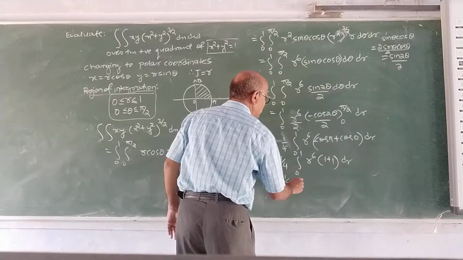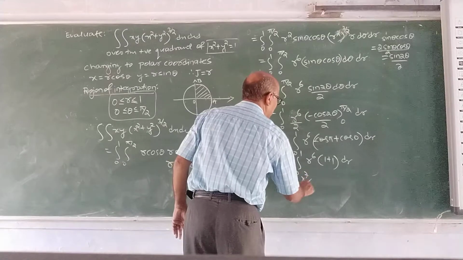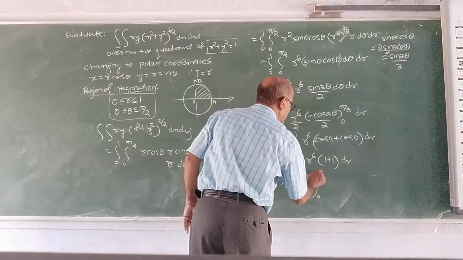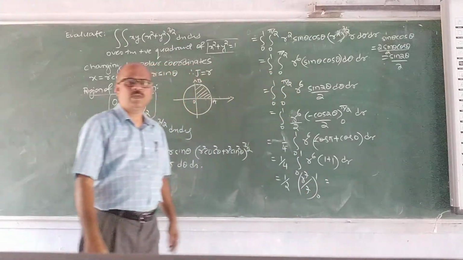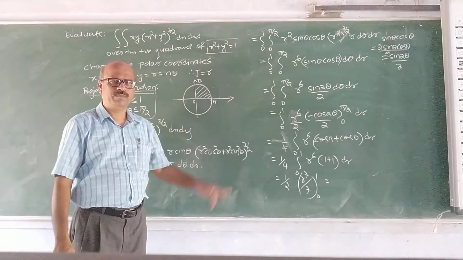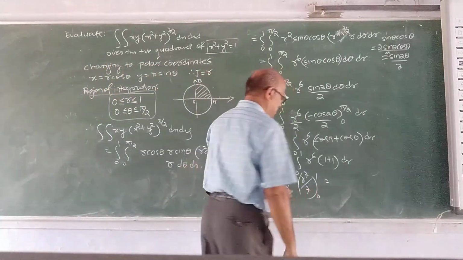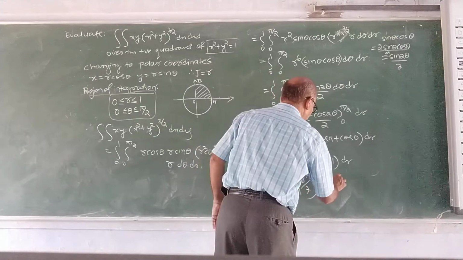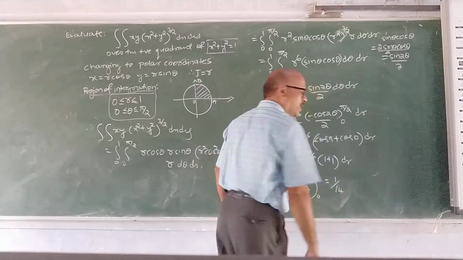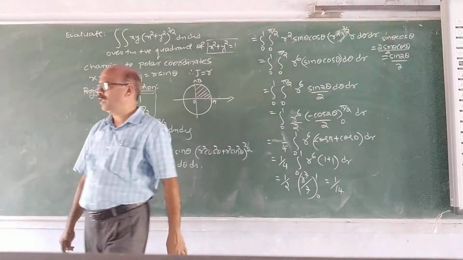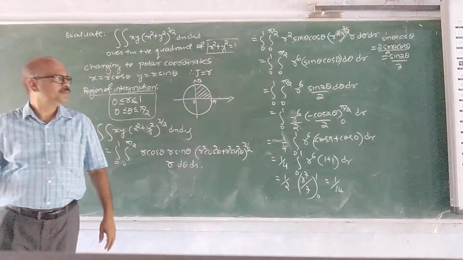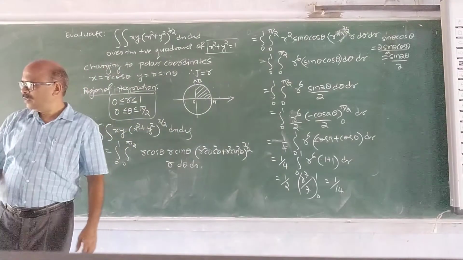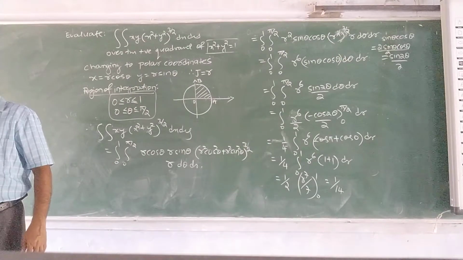So 1 by 2, r raised to 7 by 7, 0 to 1. Cos pi is minus 1, cos 0 is 1. So what is this? Take the limit from 0 to 1, you get 1 upon 14. You can expect this type of problems.